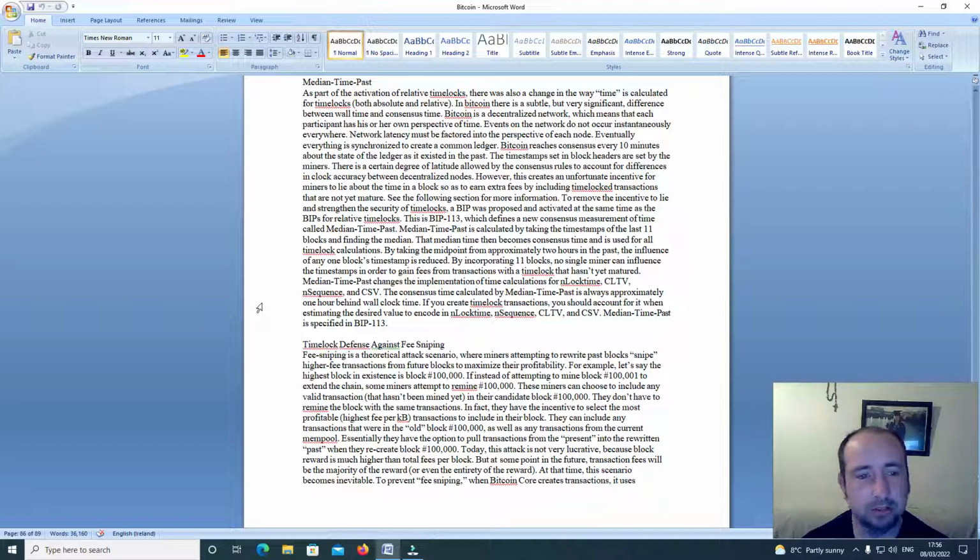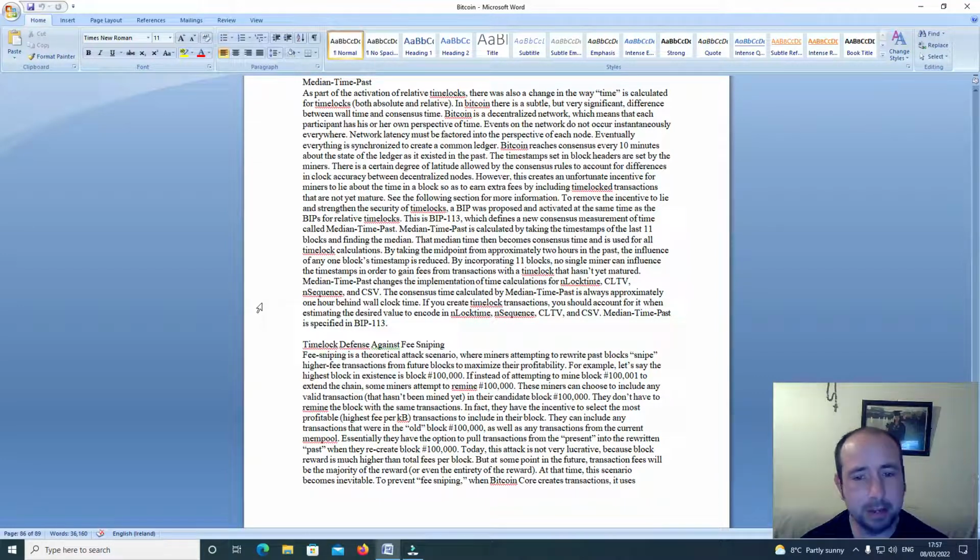To remove the incentive to lie and strengthen the security of time locks, a BIP was proposed and activated at the same time as the BIPs for relative time locks. This is BIP 113, which defines a new consensus measurement of time called median time passed. Median time passed is calculated by taking the timestamps of the last 11 blocks and finding the median. That median time then becomes consensus time and is used for all time lock calculations.